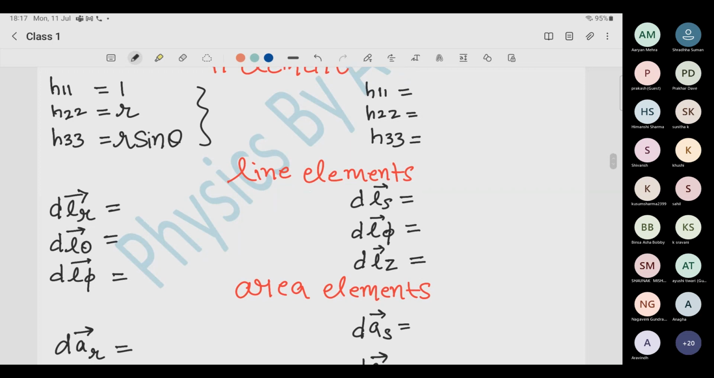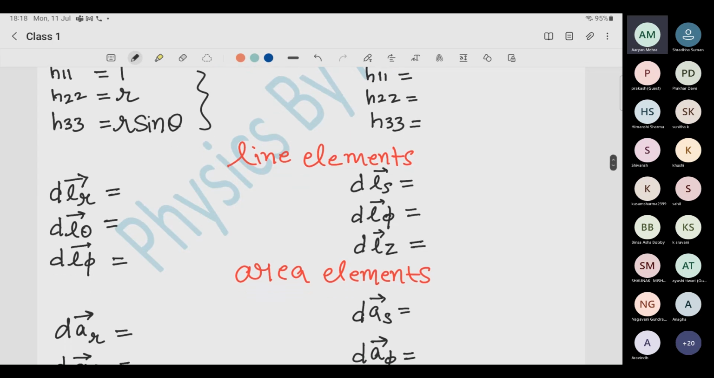Now, in electrostatics, you usually need line elements and area elements. What are line elements? If your X is changing in Cartesian coordinates, you write dx. If your Y is changing, you write dy, and if your Z is changing, you write dz. What if your R is changing? What is the length distance? That is dr, or you can say h11 multiplied by dr. What is h11? That is 1, so it is only dr.